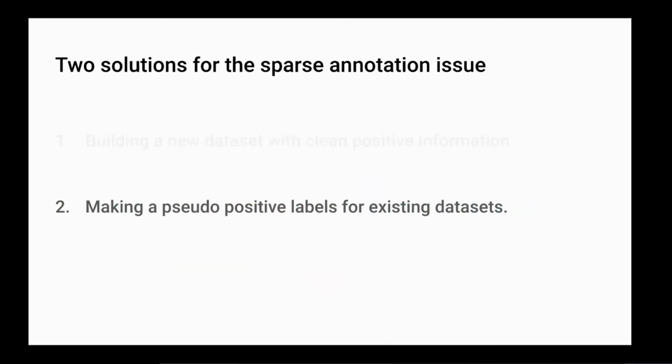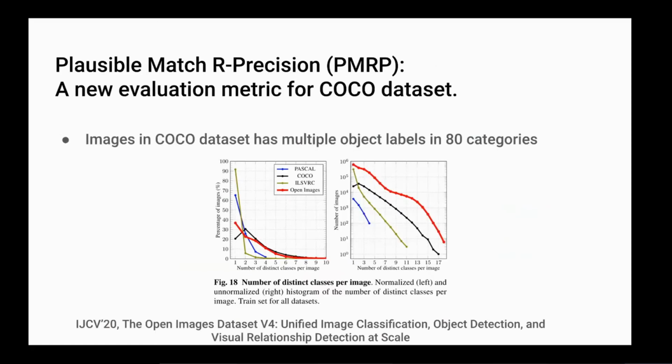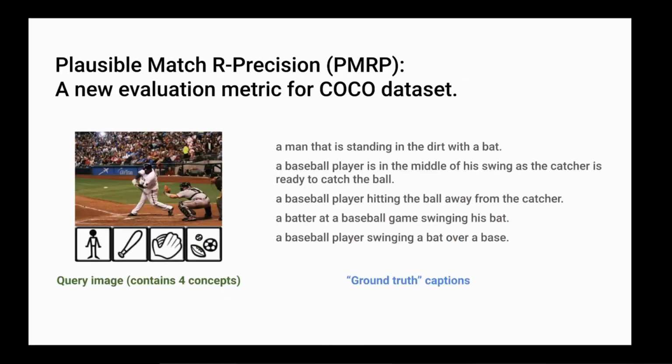So the other one is we made a pseudo positive for existing data set. Because the MS COCO dataset has 80 categories. I mean, they have multiple object labels because they were originally made for object detection and segmentation. So each image has a number of different classes. For instance, for this image, there are 4 classes or concepts: human, bat, glove, and ball. Here are the 4 different classes, and these are the ground truth captions of this image.